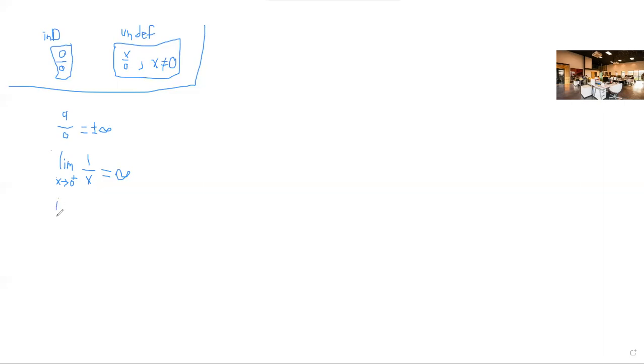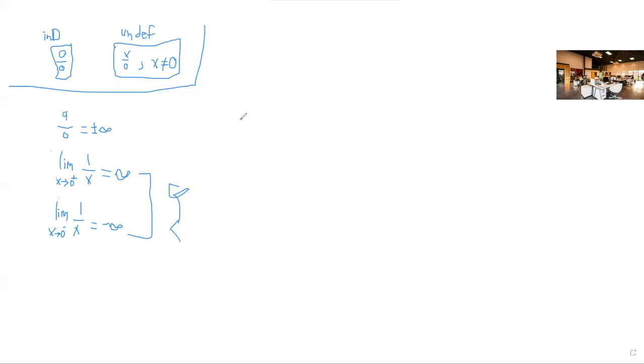But if you were to approach it from the negative side, it would equal negative infinity. So try numbers: 1/-1 is -1, 1/-0.5 is -2, 1/-0.125 is -8, 1/-0.001 is -1000. It becomes a very, very large negative number as you approach there. And when you actually hit zero, it doesn't have a certain bound, right?